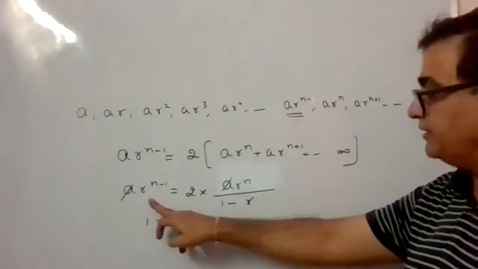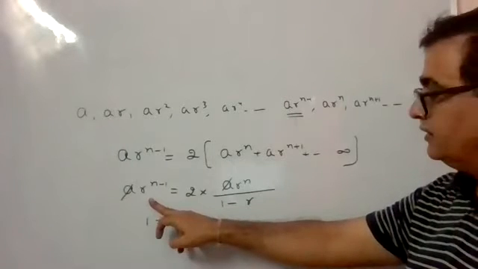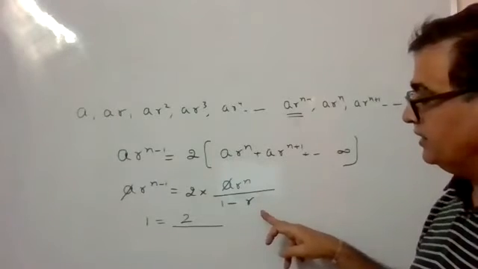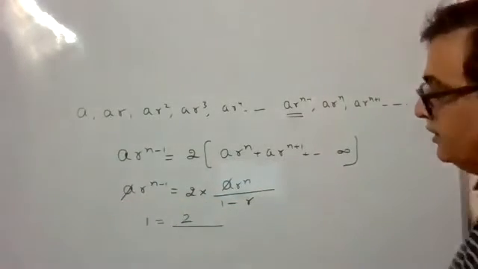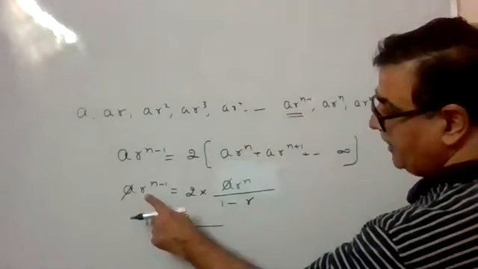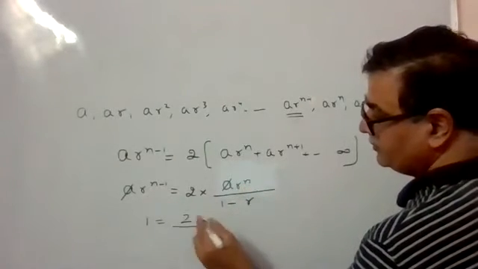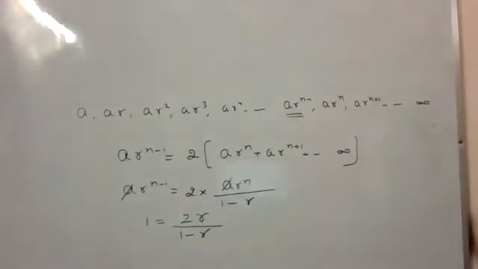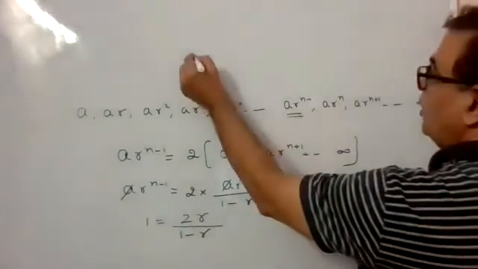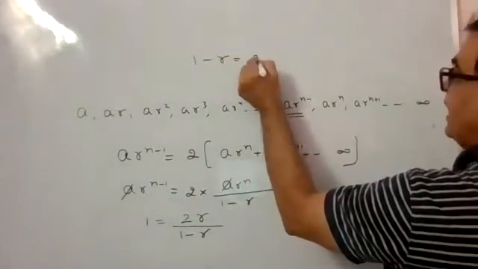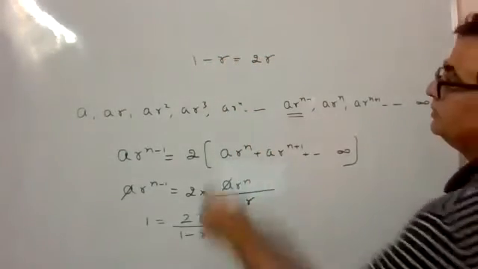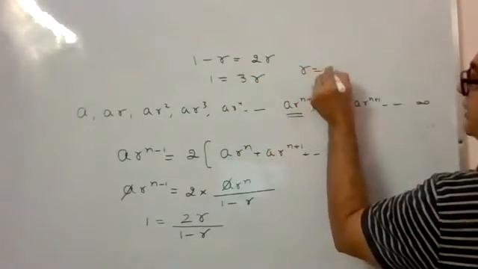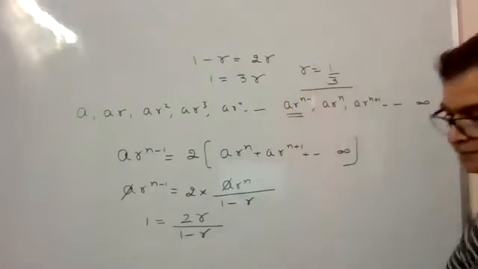So AR n minus 1 is twice AR power n by 1 minus R. A gets cancelled out. What is left here? R power n minus 1, and this is R power n. So left is 2R by 1 minus R. Or I should say 1 minus R is coming to 2R, so 1 is coming thrice of R. R is coming 1 by 3.